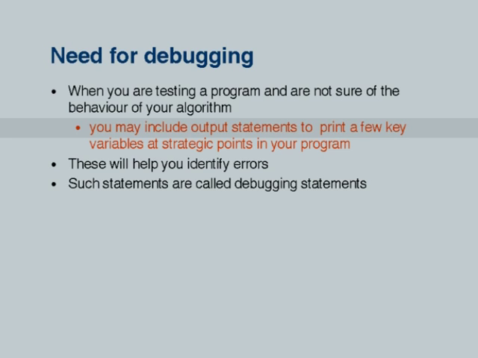I will say, okay, I will run the program again by putting printf statements or cout statements. So, I may include output statements to print a few key variables at strategic points in my program. These help us in identifying errors. Such statements incidentally are called debugging statements or debugging outputs.